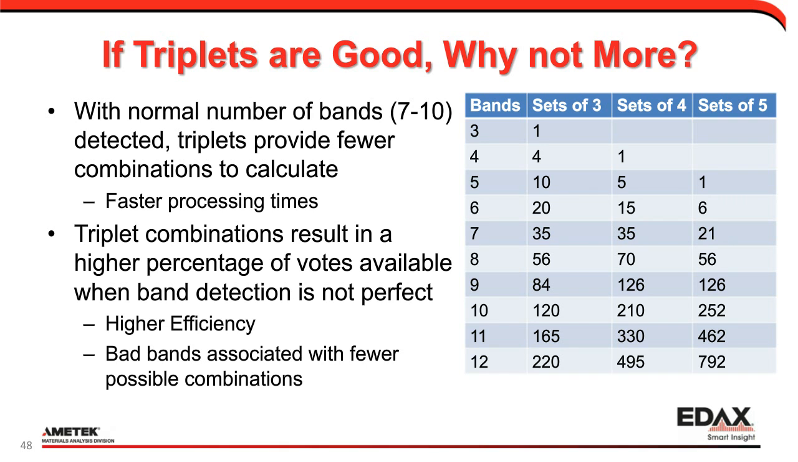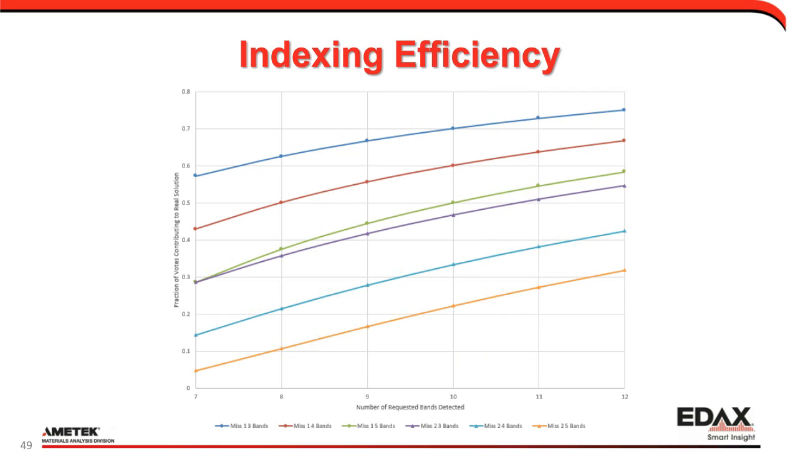I can show this in this little graph here, which shows indexing efficiency. It may be a little small in the text, but basically I'm showing the fraction of votes we're looking at that contribute to the right solution if we miss one band. Those are the top three curves. We see that looking at triplet combinations gives us the best results compared to 4 or 5 bands, and when missing 2 bands, triplets are still above both as well. So the efficiency of our indexing and the throughput is better using triplets than using 4, 5, or 6 band combinations.